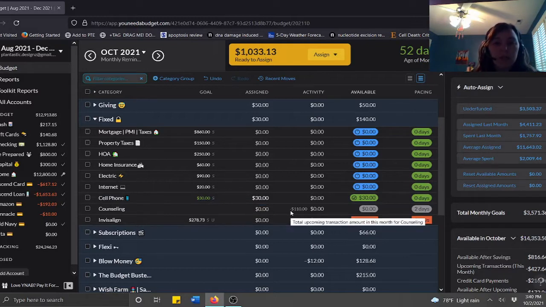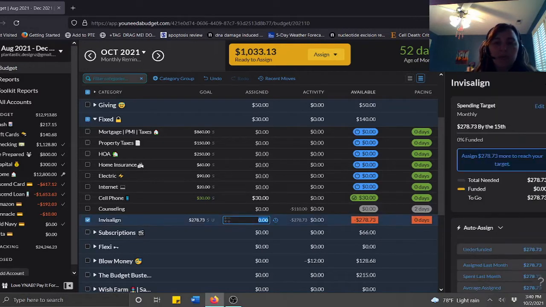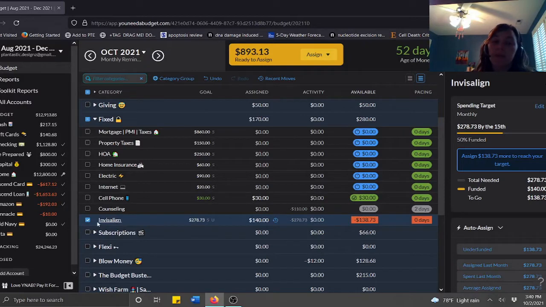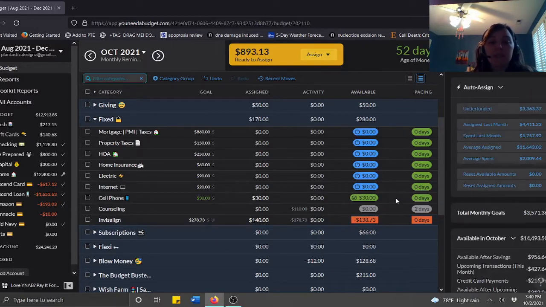Counseling, I'm good. I already have that set aside. Invisalign, I am gonna owe that. We'll go ahead and put 140 there. If you see these colors over here, these are just telling you that you need to fund it. This red, this is part of the toolkit. It tells you that you have an upcoming transaction for that amount and you need to set that amount aside. We'll go into the differences and what all of it means later.